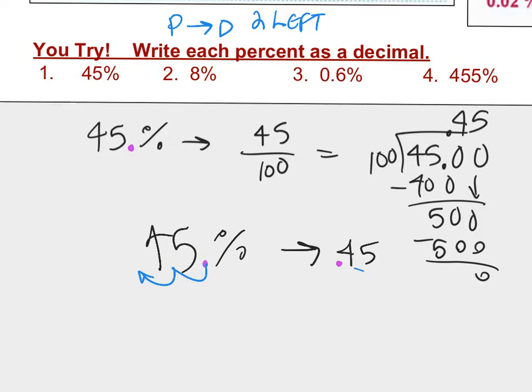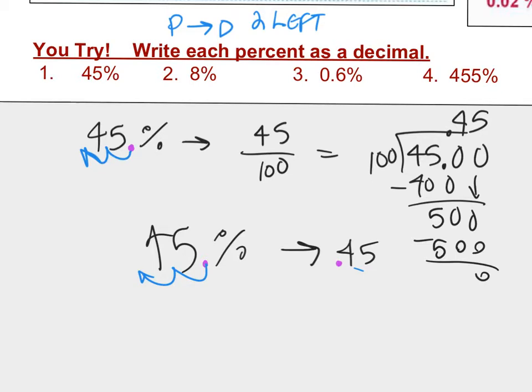One of the things that I used to always think about is that if you're changing from a percent into a decimal, you want to get away from being a percent. You want to get away from being a percent, so you're going to move 2 away to the left.